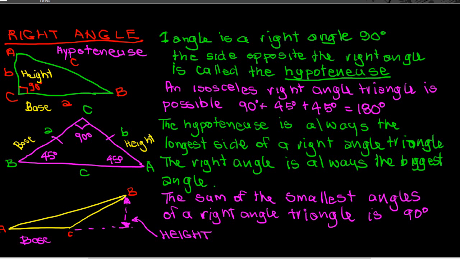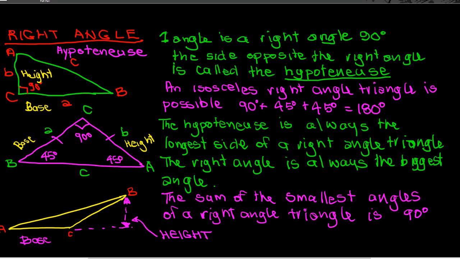Now, one angle is a right angle in a right angle triangle, and the side opposite the right angle is called the hypotenuse. This is a special case, and as I said, the side opposite the right angle is called the hypotenuse.